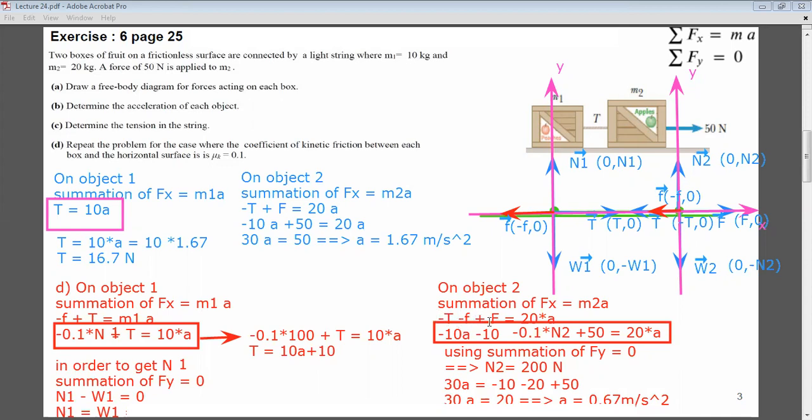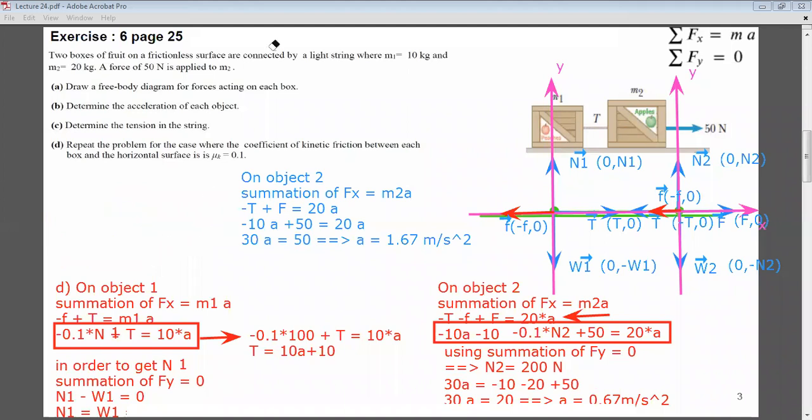Minus T minus F plus F equal 20A. So I will apply this formula over here. It's not so clear, I'm sorry, but this is the one I will use. Let's do it over here. So I will use minus T minus F plus F equal 20 times A.